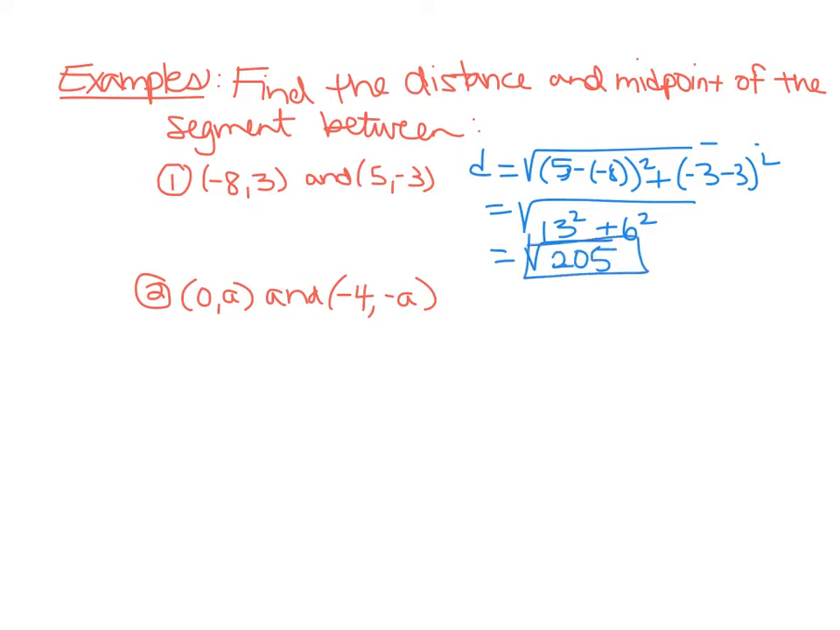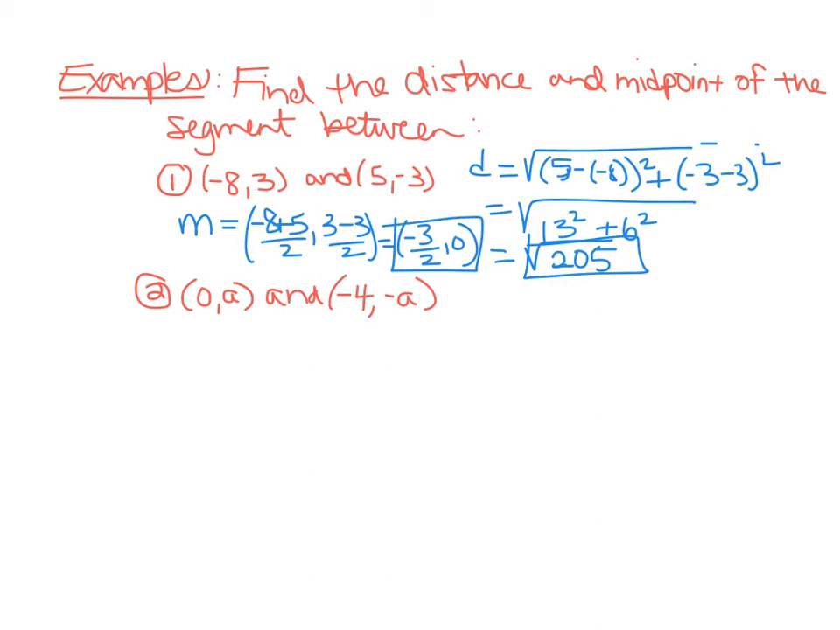Then for the midpoint formula, so the midpoint is just going to be negative 8 plus 5 over 2, comma 3 minus 3 over 2. Which is going to give me negative 3/2, comma 0.